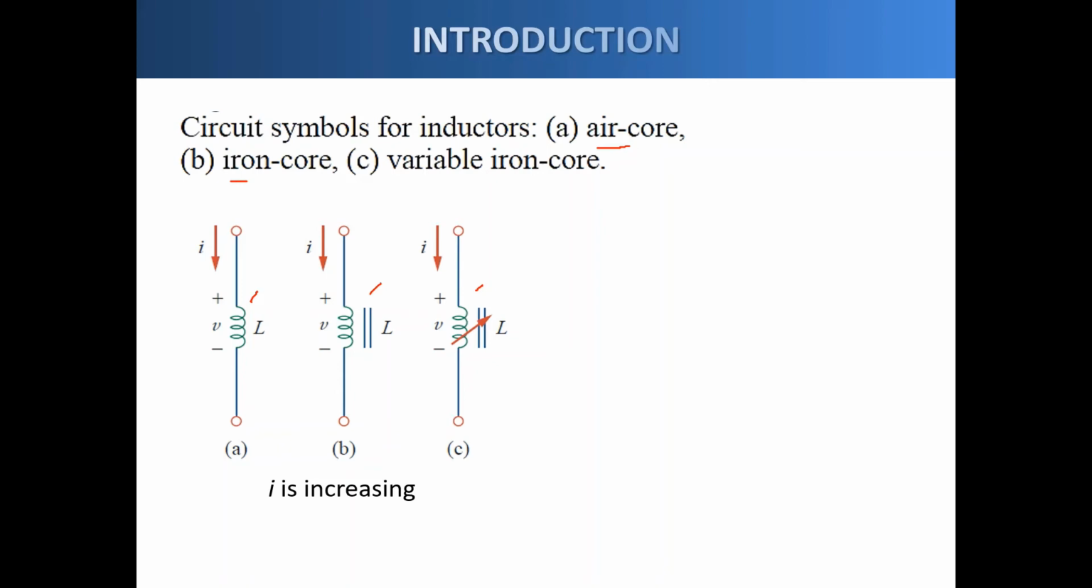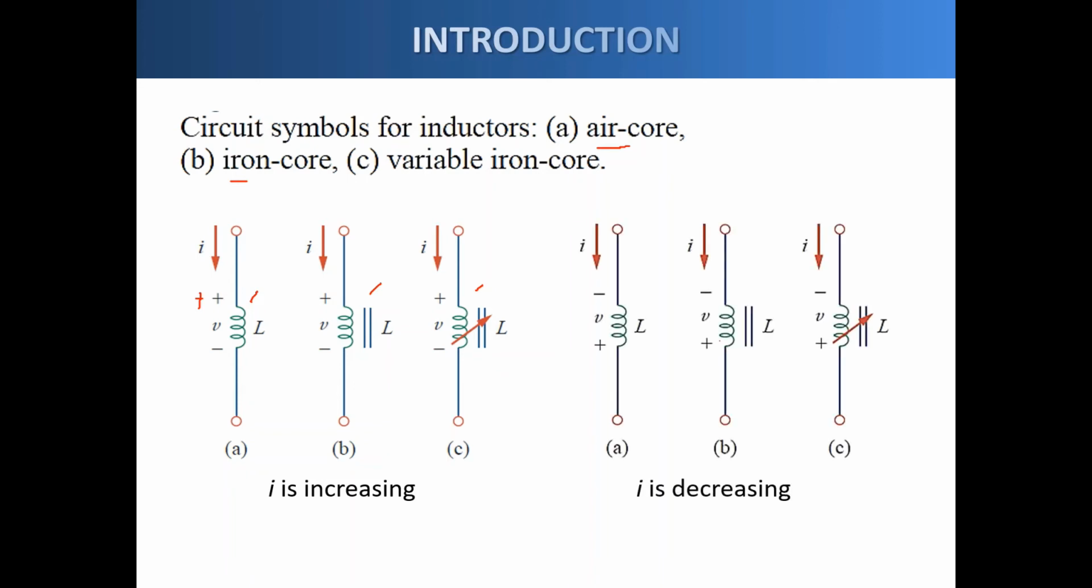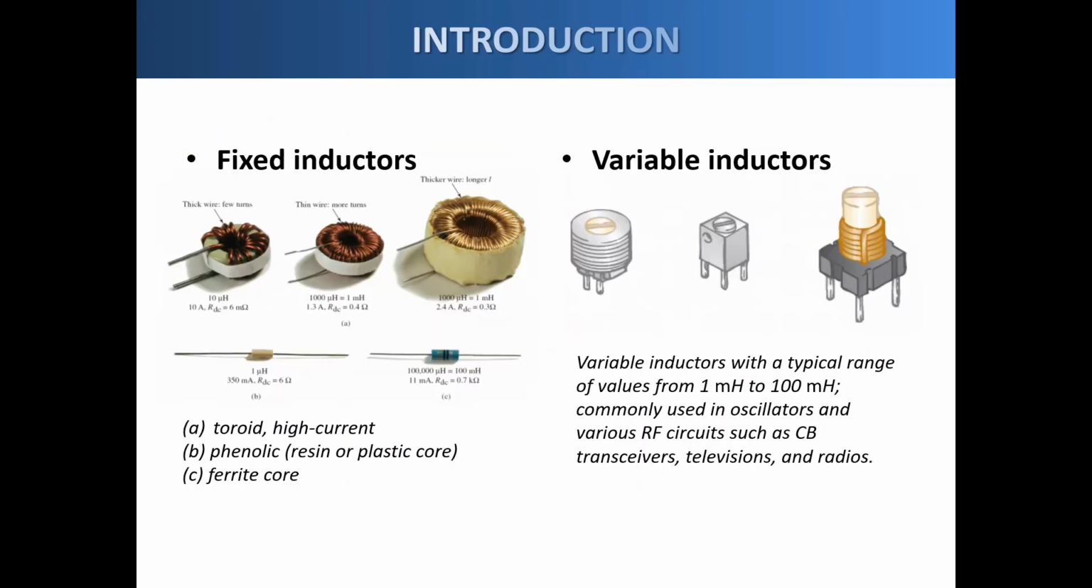If the current is increasing, the voltage across an inductor is plus facing the current that flows through it, while if the current is decreasing, the negative sign of the voltage across the inductor is facing the current.